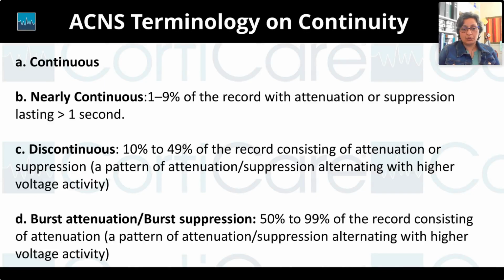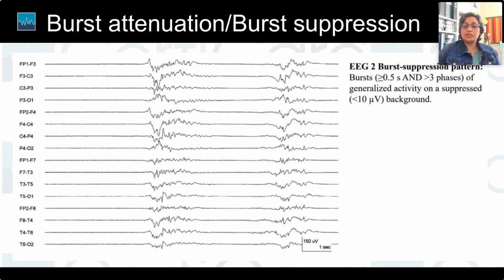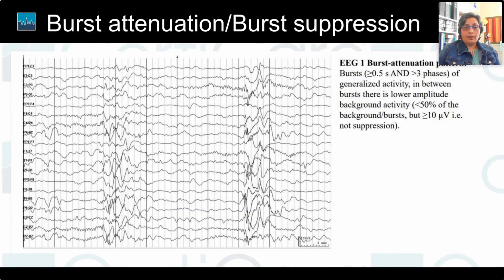When I show the images, we will start with the burst attenuation or burst suppression pattern. So more than 50% of the epoch is attenuated. Suppression is a complete suppression of the interburst interval. However, with attenuation, you will see close to 10 microvolts or less of activity in between the bursts.